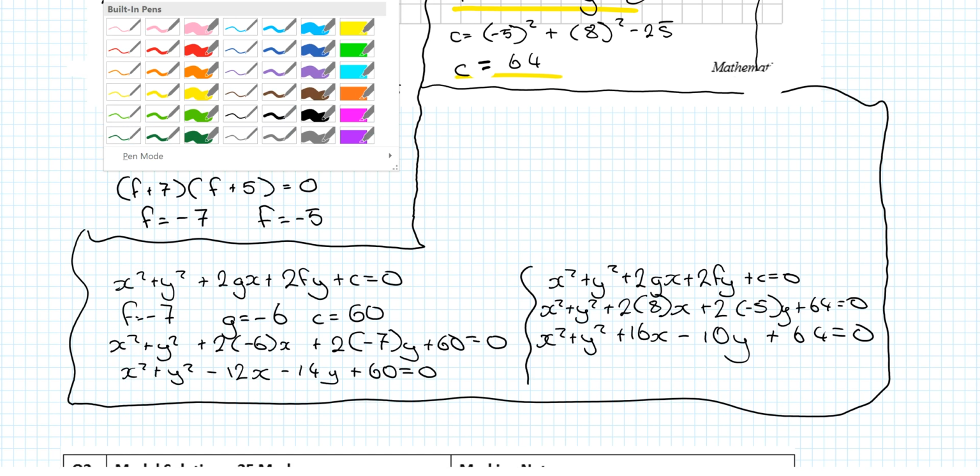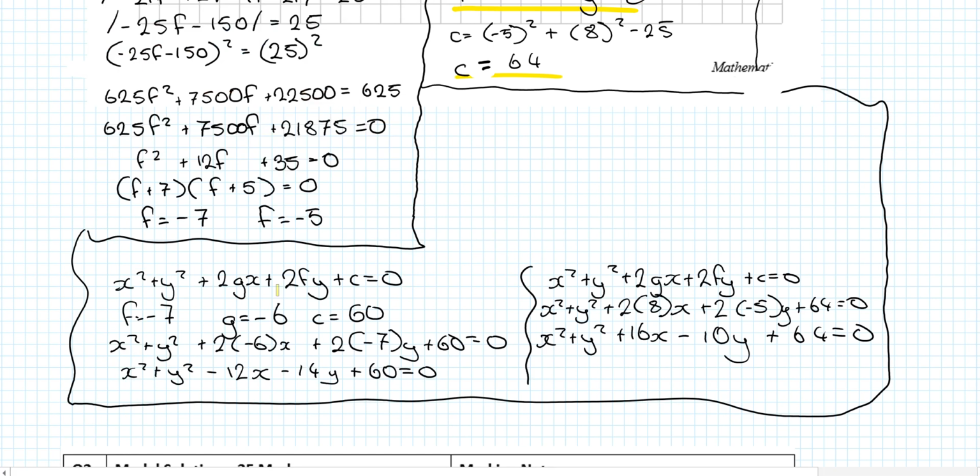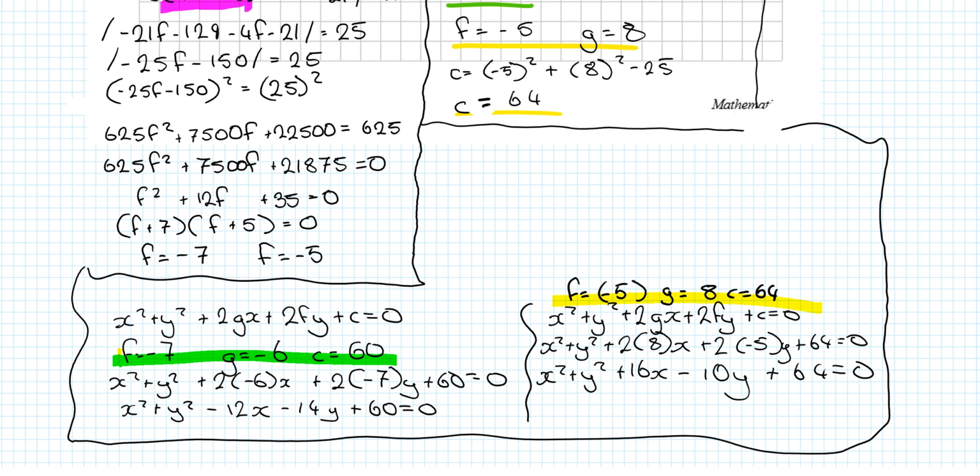Here I finally finish it off using the yellow option, I think it is. No, it's the green option, excuse me. Green option. And then the yellow option over here, which was f is equal to minus 5, g is equal to 8, c is equal to 64. Sub it into the two equations and multiply it out. Admittedly, that's a very long question, but you do have 15 marks.